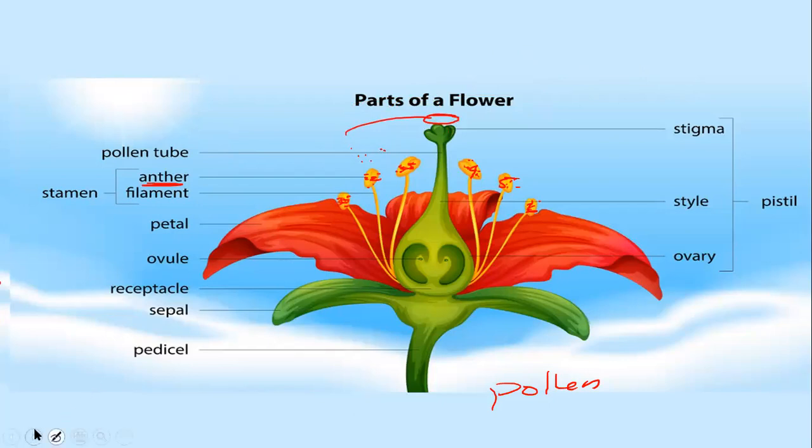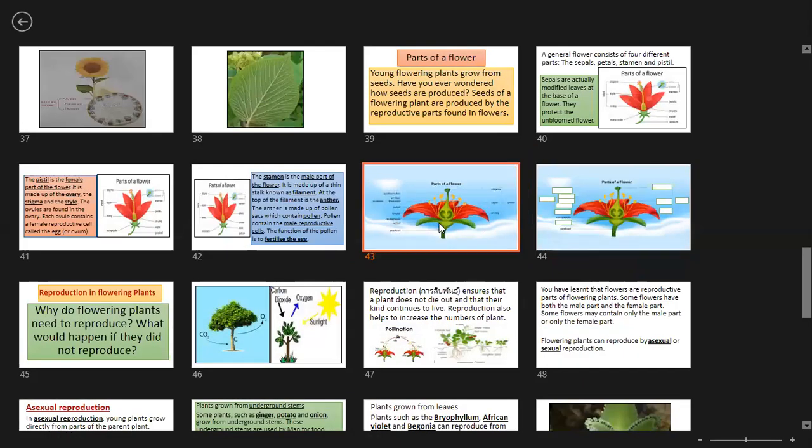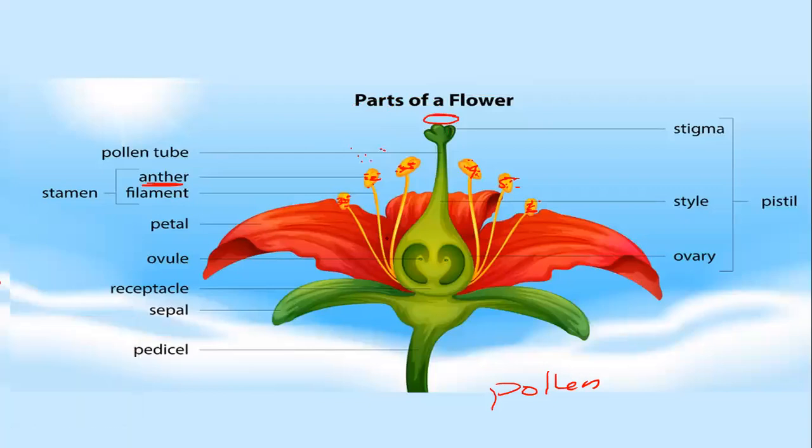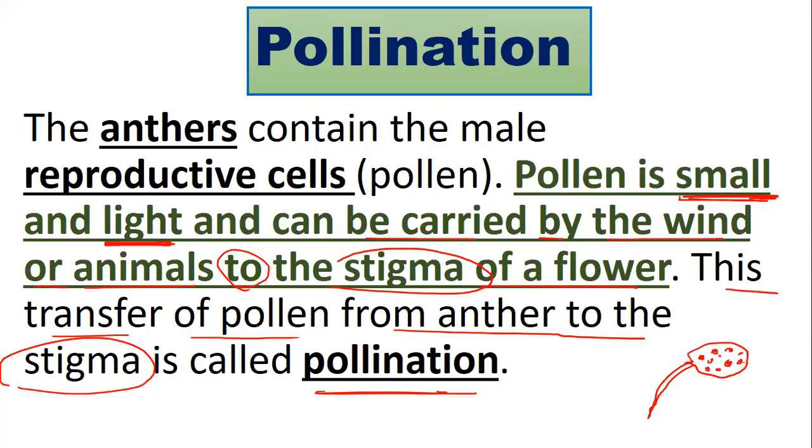Like that. I will write here, I am pollen grains. I am pollen. That is what we call pollination. Pollination means that the pollen grain lands on the stigma. Lands on the stigma. That is what we call pollination.